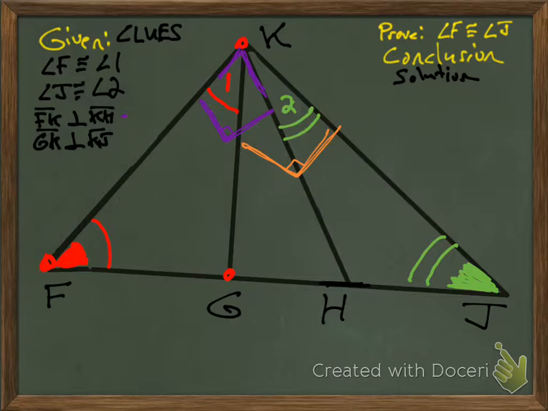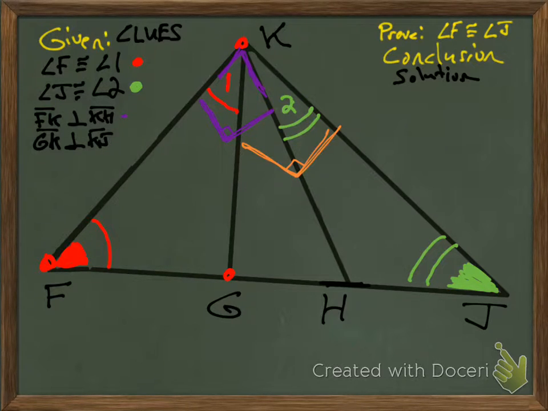What is given to us in addition to being a triangle is that we have four statements. Our first statement is that angle F is congruent to angle 1. And I have those marked with one tick line, and I shaded in some red here, and I have number 1. Our second piece of information, our clues, is that angle J, which is shaded down here and has two tick marks, is congruent to angle 2, which is also coming from vertex K.